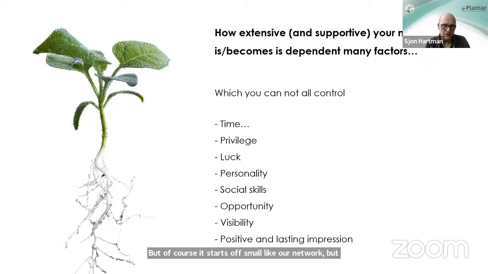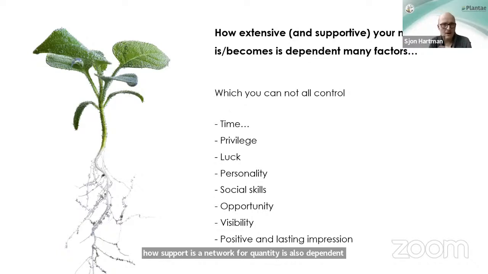But how successful that network becomes is not just driven by time, but also by things like privilege and luck. So for us, it's maybe where we were born and the labs we went to and our scientific pedigree, and also just luck events that happen in life. And the same is true for the plant. I mean, how supportive a network is for a plant is also dependent on where it germinates and the kind of stresses it has in its life.